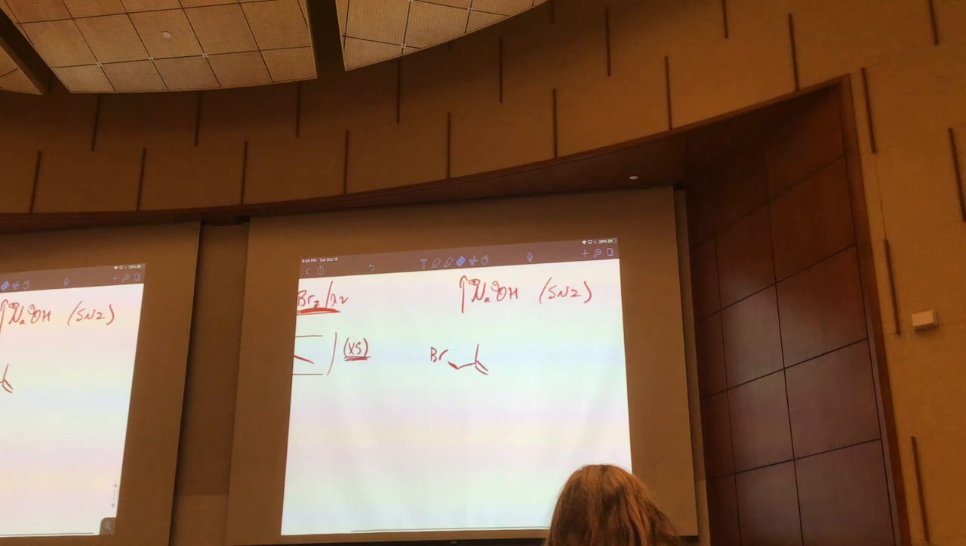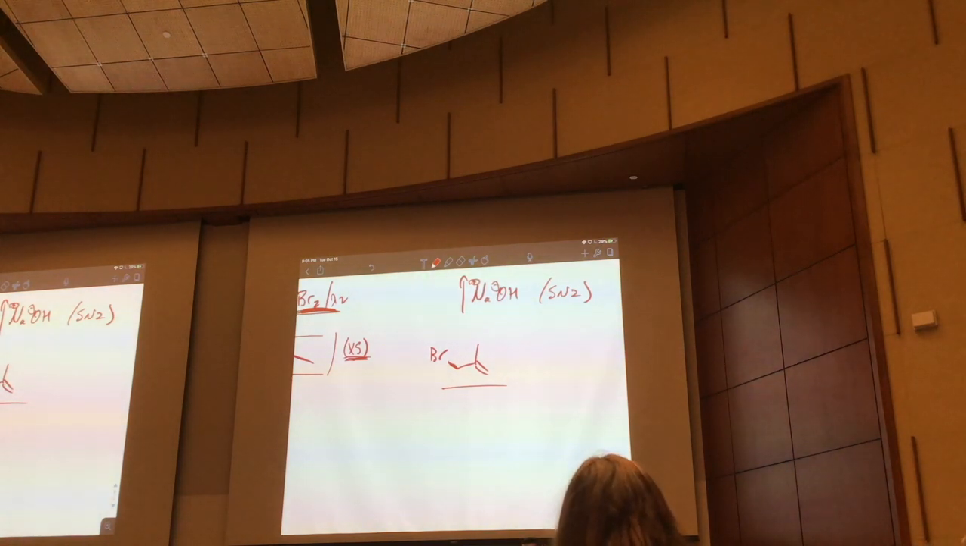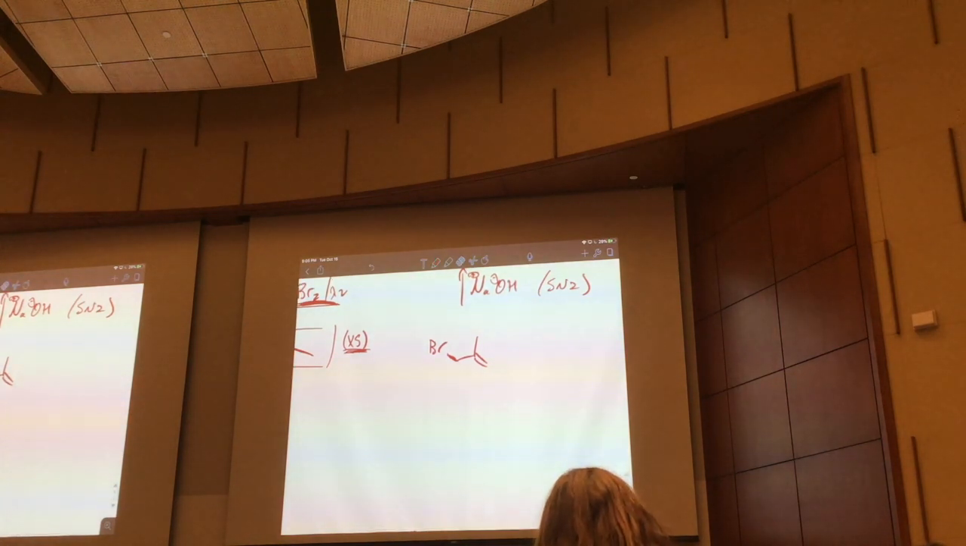So now we have this compound here. Bromine is next to a double bond. Ring any bells? We should use Br2 in light, right? No, not right. We don't want to use Br2 in light here. It's next to a double bond, so what do we use instead? NBS in light. That's the one that's specific to double bonds. So don't use Br2 in light here.